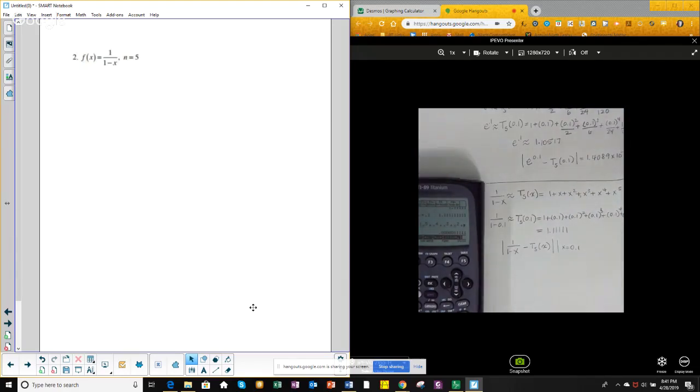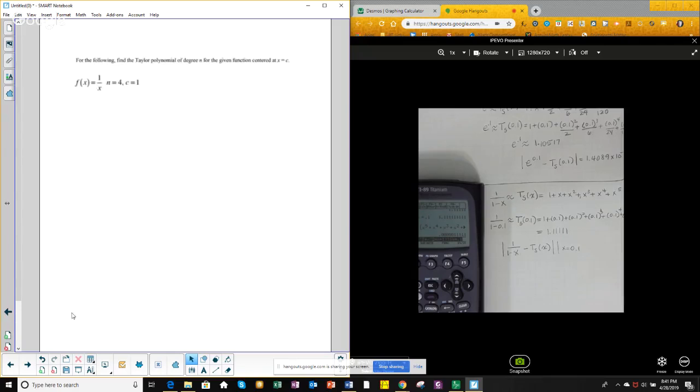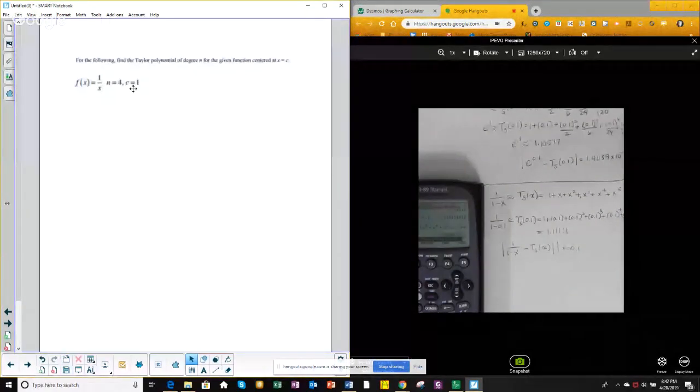So that's how you do it when you want it centered at 0 for the Maclaurin polynomial, which is the specific case of the Taylor polynomial centered at 0. All right, so let's go to the next one. This one is going to be following the Taylor polynomial of degree n of a given function centered at c. Now, we're going to use a 4th degree Taylor polynomial for 1 over x and have this one centered at x equals 1.